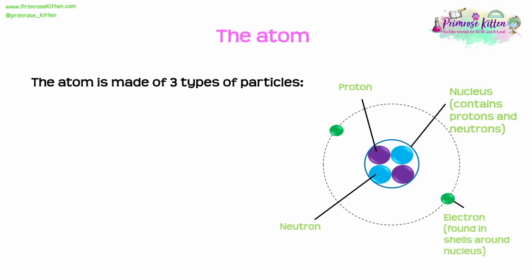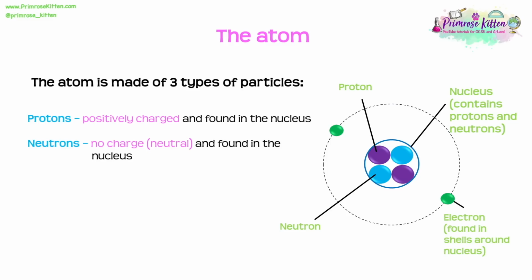The atom is made up of 3 different types of particle. So we have protons, which are positively charged particles found within the central nucleus of the atom. Then we also have neutrons, which are also found inside the nucleus of the atom. Neutrons, however, have no charge. Now we might see this referred to as being neutral.